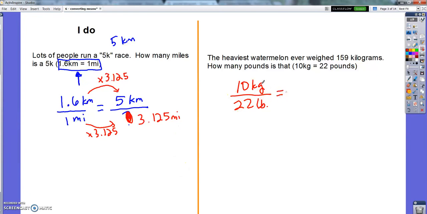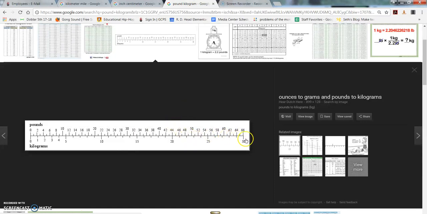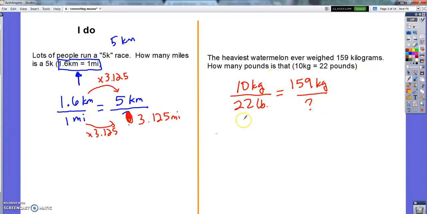And we know the kilograms in the question, so we want to know for a 159 kilogram watermelon, how many pounds that is. I'm sticking with proportions here. I could go back to that double number line, but it doesn't even go up to 159. Never mind. I'm just going to stick with this strategy because it's usually the quickest for me. So I need to figure out what I'm multiplying 10 by to get there.